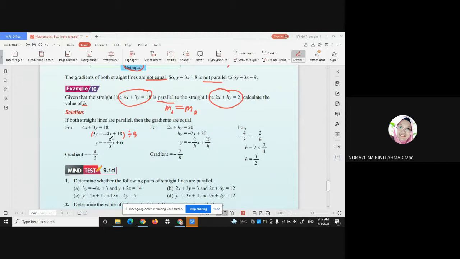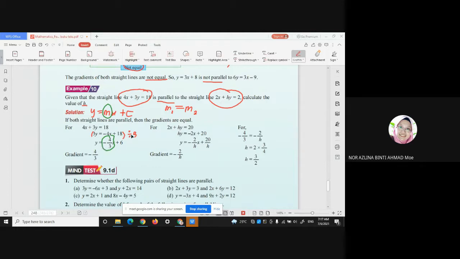If we do comparison, this is the general form of a straight line, y equals mx plus c. So this is m, do comparison, so here also m. So m equals negative 4 over 3. So this is the gradient for the first equation.